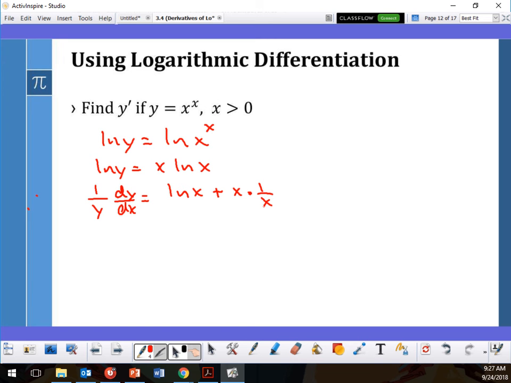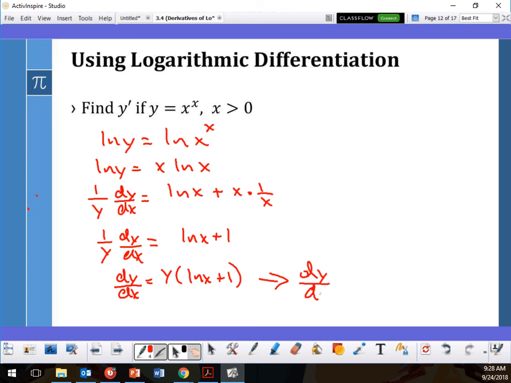So I have, again, 1 over y dy dx equals ln x plus 1. Now, multiply both sides by y. So dy dx equals y quantity ln x plus 1. And what do we say y is equal to? x to the x power. So that would just give me dy dx is equal to x to the x quantity ln x plus 1.